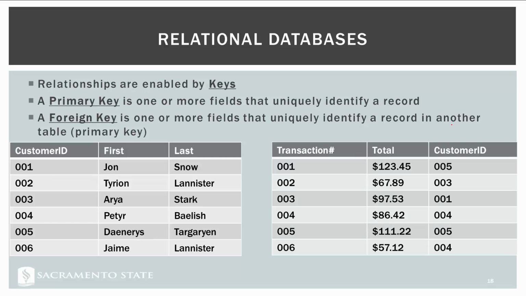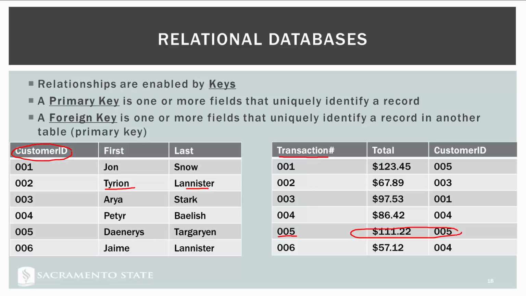Okay? And so in these tables, customer ID is the primary key for the table on the left, all right? Customer ID uniquely identifies each of the records. So if I was to say, hey, customer ID 002, who does that identify? Well, it identifies Tyrion Lannister, okay? On the right-hand side, there's also a primary key. Transaction number is the primary key for this table. So if I was to say, transaction 005, it uniquely identifies this particular record, this transaction right here, okay?